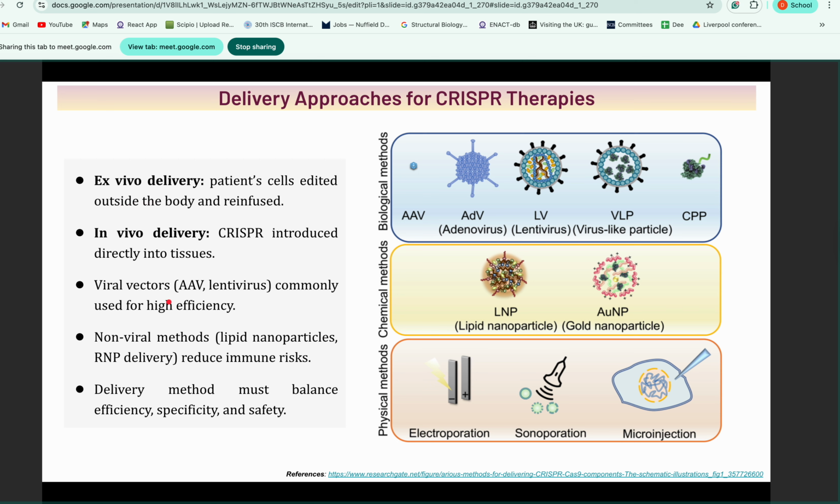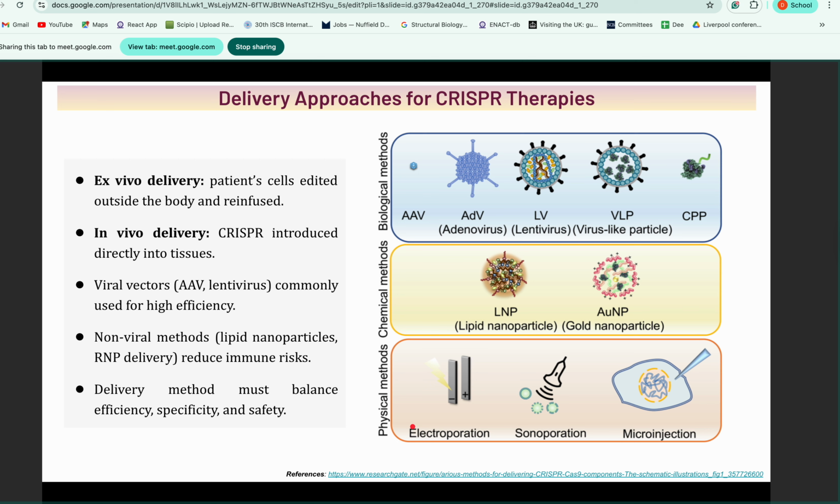For this delivery, we use viral vectors such as AAV, adeno-associated virus, adenovirus, or lentivirus, and these are commonly used for high efficiency. Then come non-viral methods such as lipid nanoparticles and RNP delivery. The lipid nanoparticles and gold nanoparticles reduce the immune risk, because in the case of viruses, there is still a risk that they can lead to some immunogenic behavior in the organism. So non-viral delivery systems are a little better in terms of immune risk, although they are less efficient than viral vectors. A delivery method must balance efficiency, specificity, and safety.